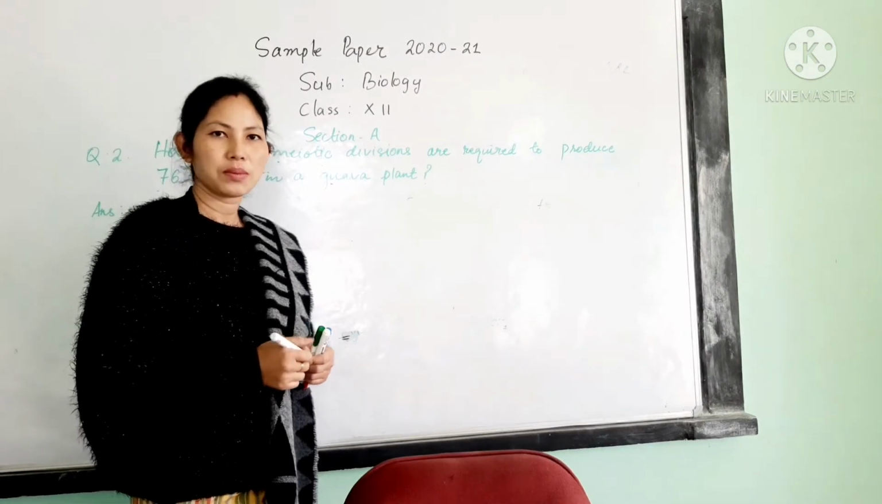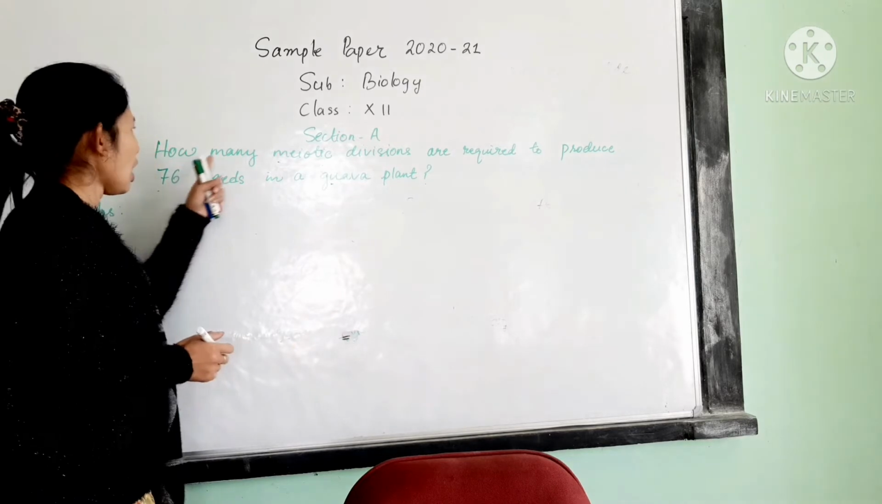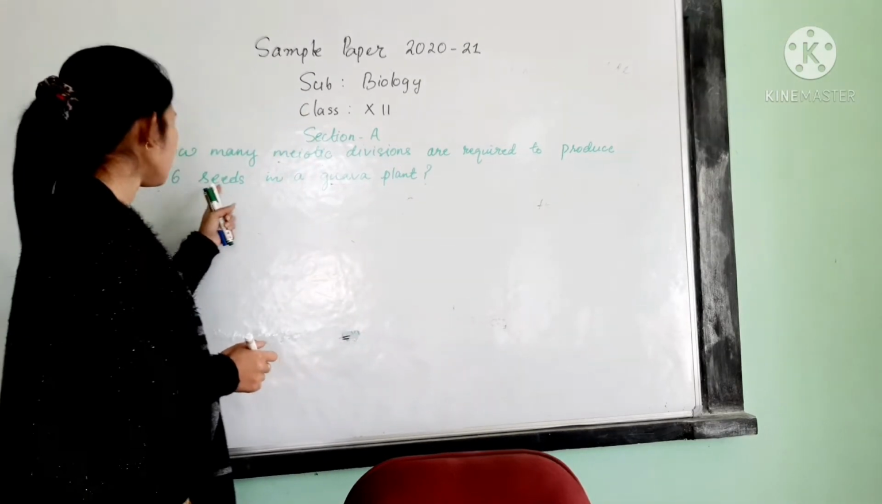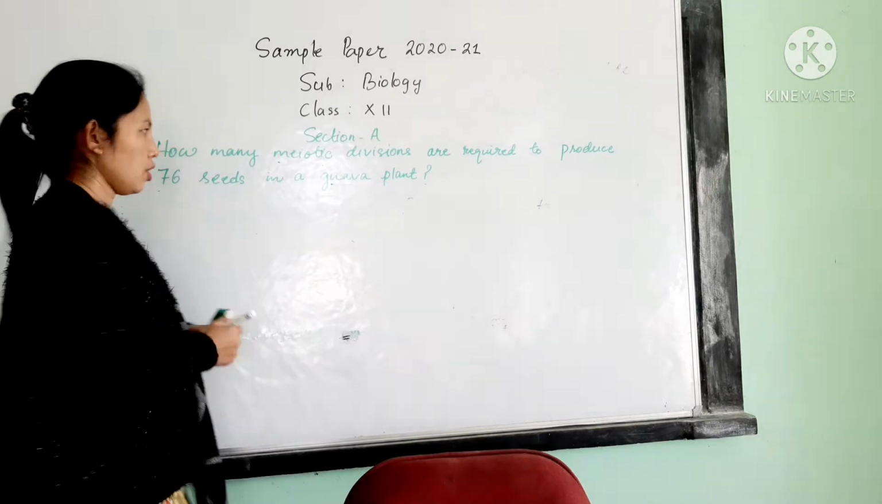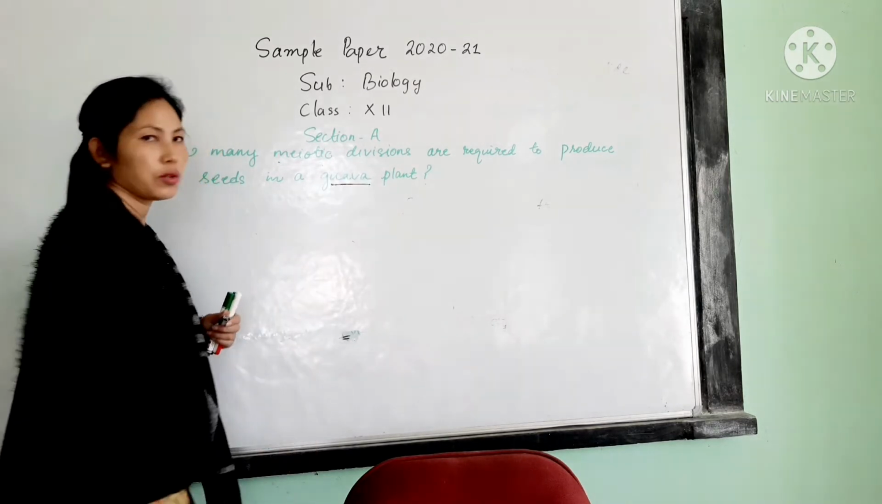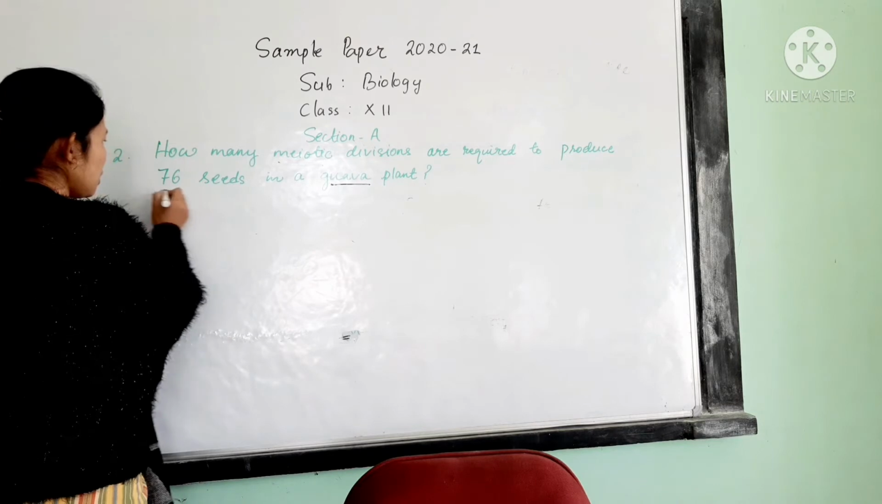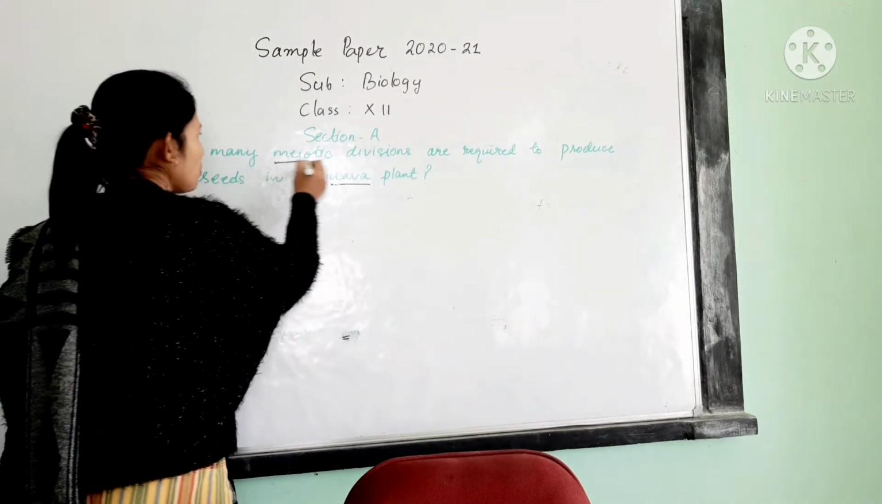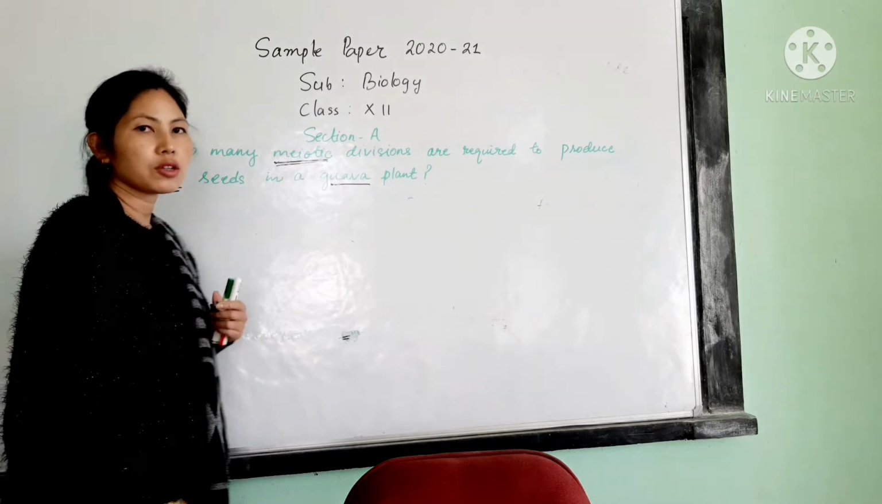Now let us see question number 2, and here is the question: how many meiotic divisions are required to produce 76 seeds in a guava plant? We know guava fruit is a multi-seeded fruit, and 76 seeds are produced. Now the question is, how many meiotic divisions are required?